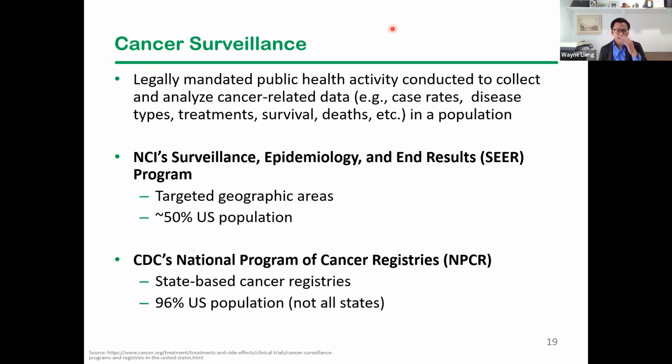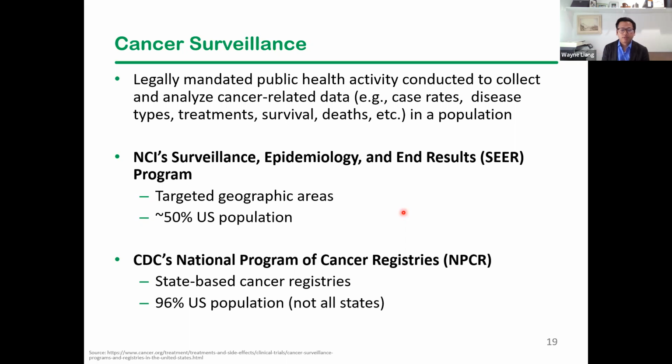So one source of cancer data that I want to focus on is cancer surveillance data. Cancer surveillance is a legally mandated public health activity conducted to collect and analyze cancer-related data. There are two major public cancer surveillance programs in the United States that are complementary to each other. One is the NCI, the National Cancer Institute's SEER program, where they identify target geographic areas in the country where they collect data to try to cover about 50% of the US population and then make some assumptions based on that 50%.